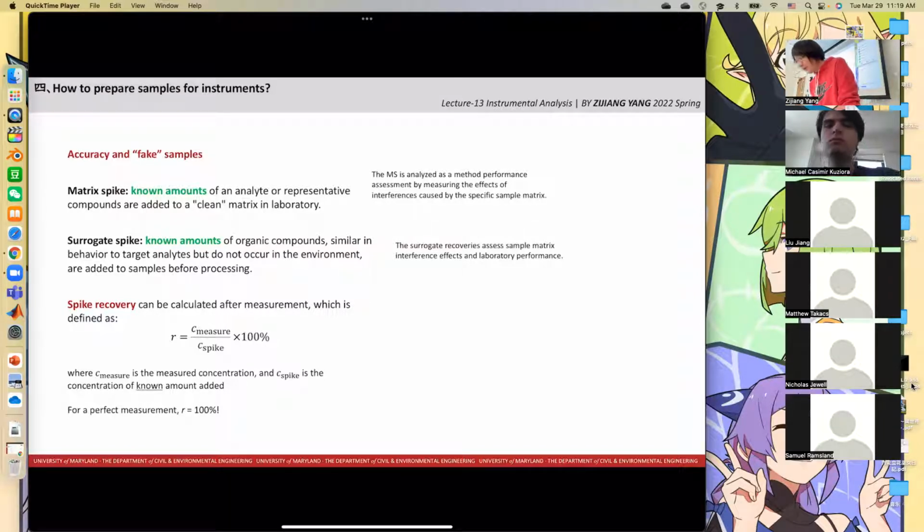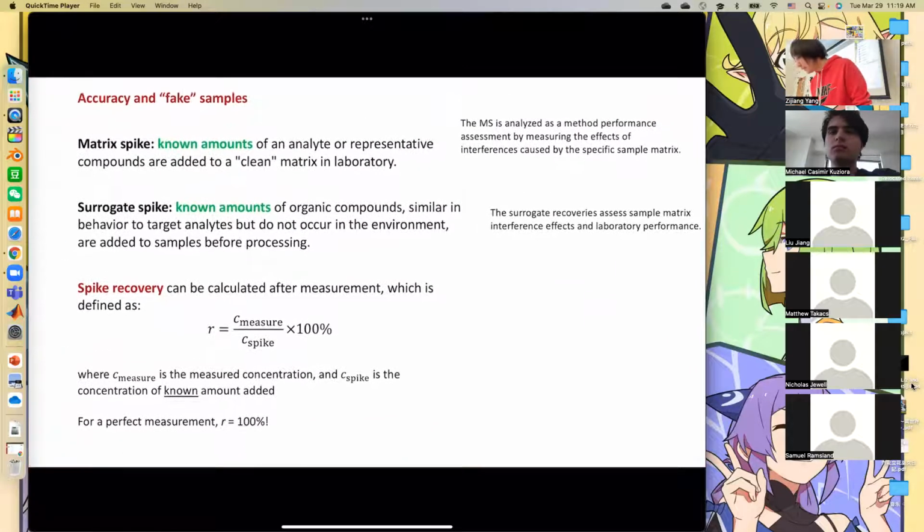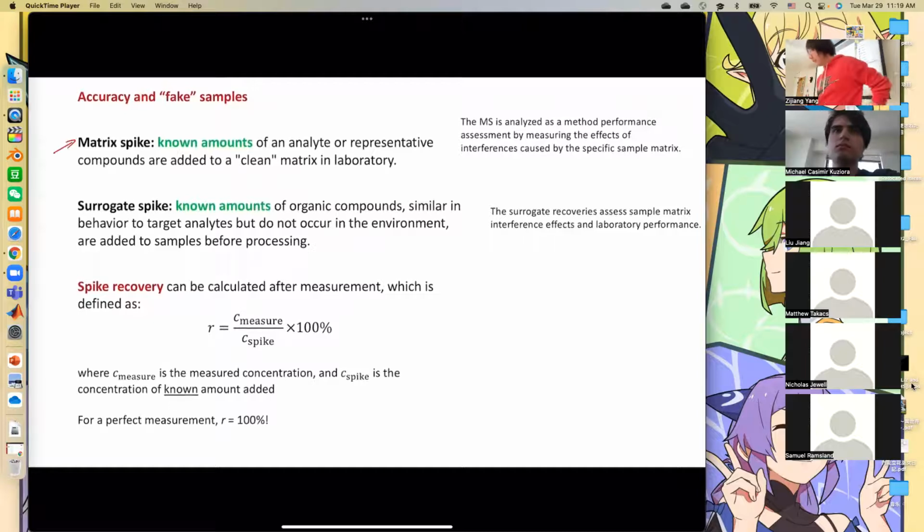And to prepare fake samples, in general, we have two types. The first one is matrix spike, which means a known amount of an analyte or representative components are added to a clean matrix in the laboratory. So the keyword is known amount. We know the concentration because we prepare that sample.